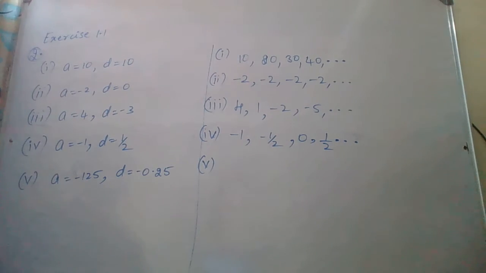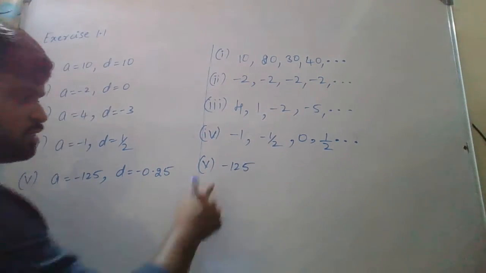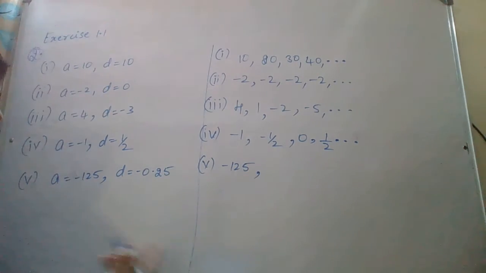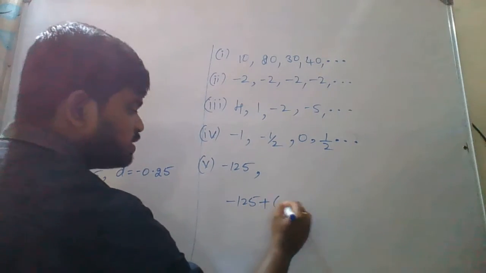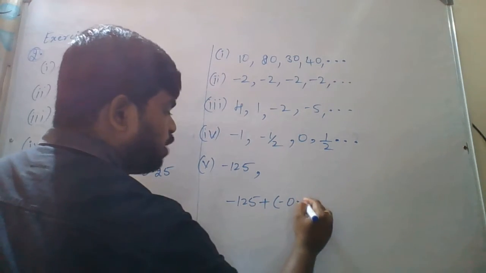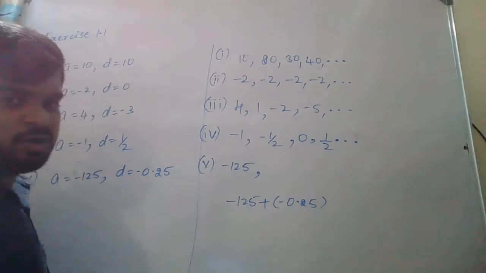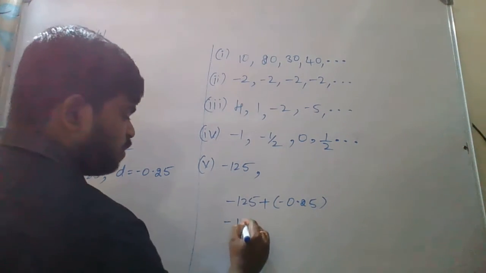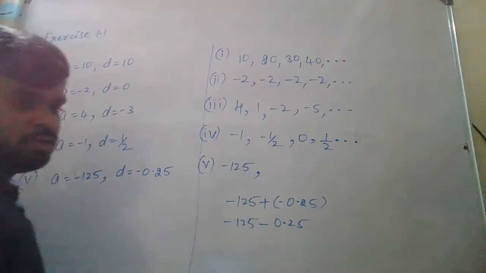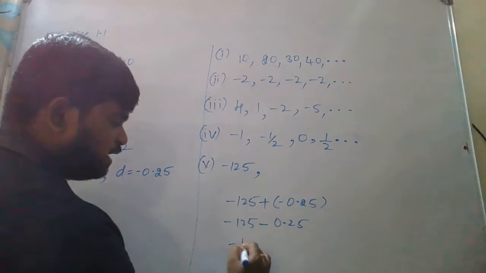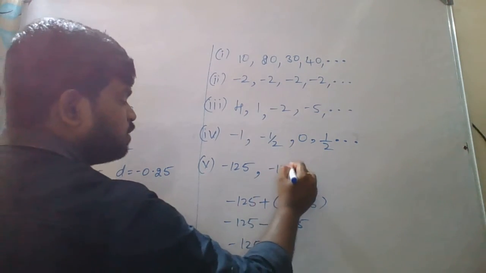Okay, let's come to this. A value is minus 125. Let's write it. That's our first term. Let's go to the next one. How do we get the next one? Your a value plus d is minus 0.25. Whatever I am doing, these should be done in the working column in the exam. So minus 125 plus into minus is minus 0.25. So both have got the same sign. So if I add it, minus 125.25. That will be your next one.